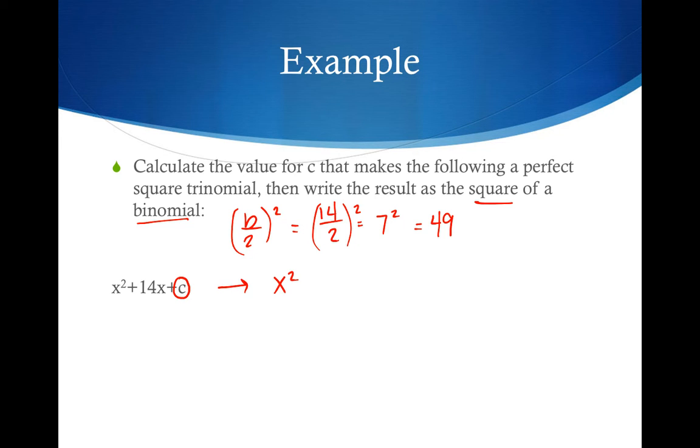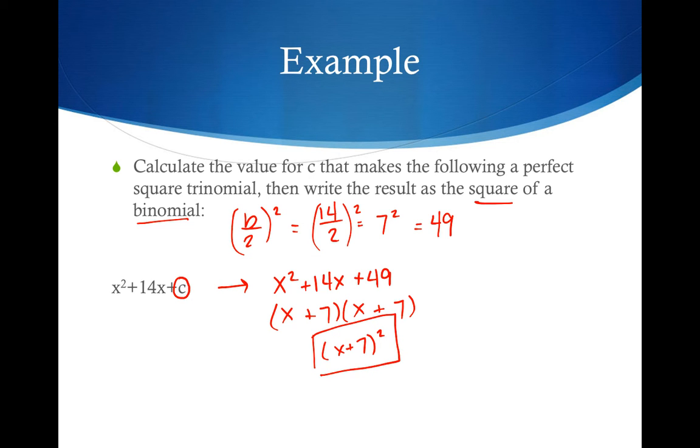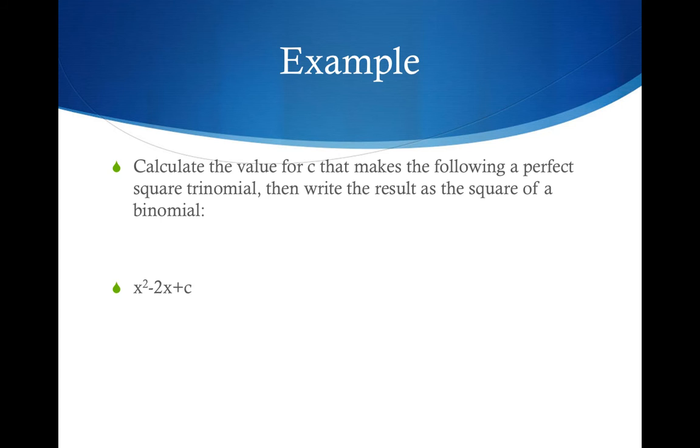So I can write this as x squared plus 14x plus 49. And then to write it as a binomial squared, essentially what I'm doing is I'm factoring this. So x times x is x squared. 7 times 7 is 49. Both positive, so they multiply to 49 and add to 14, which I then am going to write as a binomial squared since both sets of parentheses match. So we're going to do this again. Again, just finding that value for c that allows us to do that.